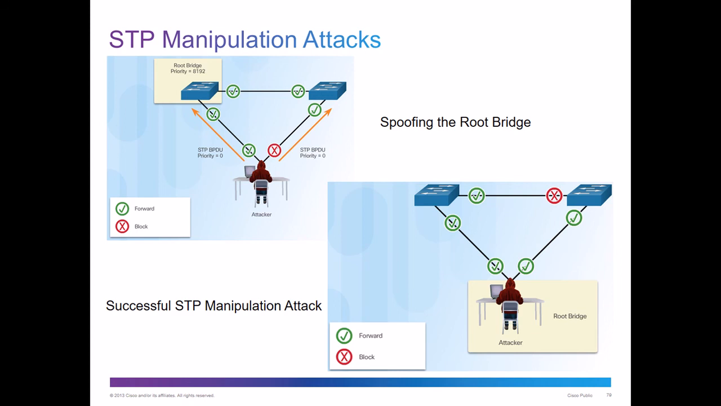You don't just pick any path to go to your destination. You have to go to the root. That's why we have to elect the root bridge first. And you can have a backup one too.